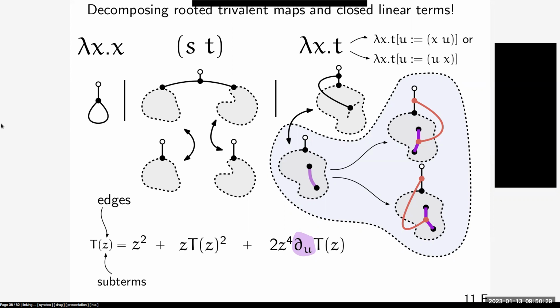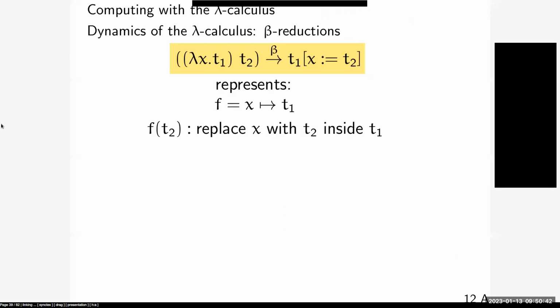Okay, so now we have a proper bijection between rooted trivalent maps and closed linear lambda terms that we can use to enumerate our two objects, but also, of course, we can use it to study statistics on both objects at the same time. Now, the lambda calculus is not only the set of its terms, but it also comes equipped with a natural dynamics, right? A notion of computation, which is given by this rule of beta reduction.